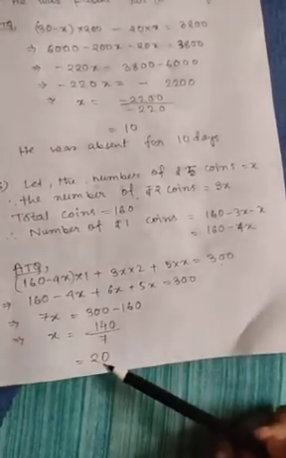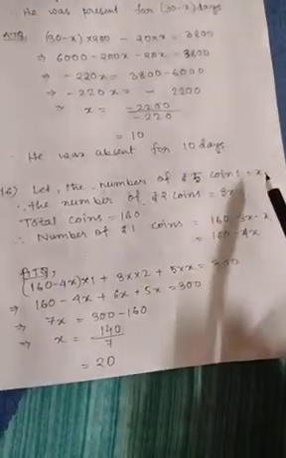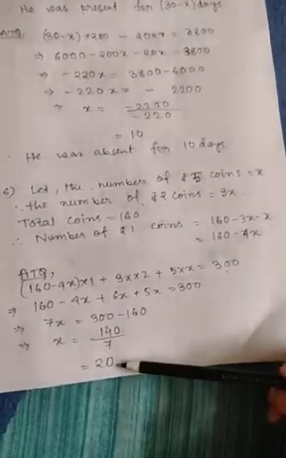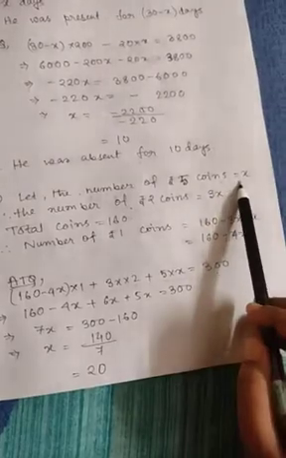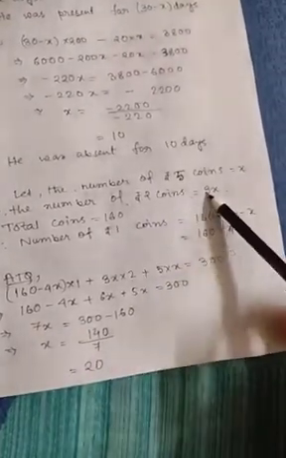So what is the value of x actually? What we have assumed for x, that x is actually the number of rupees 5 coins. So there are total 20 rupees 5 coins, okay? And how many rupees 2 coins will be there? 3 into x, that means 3 into 20, 60.